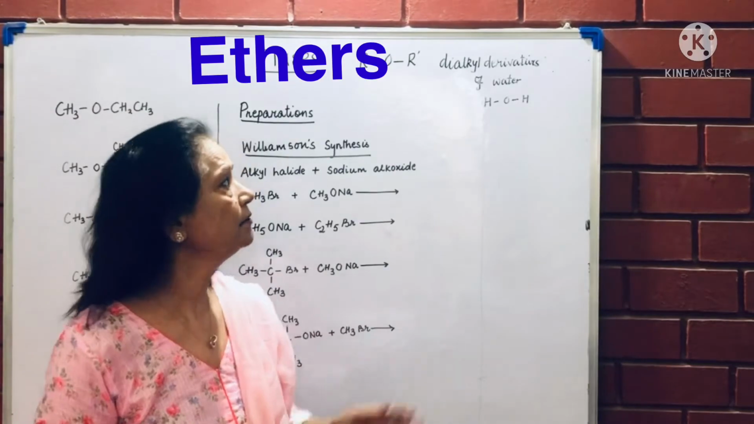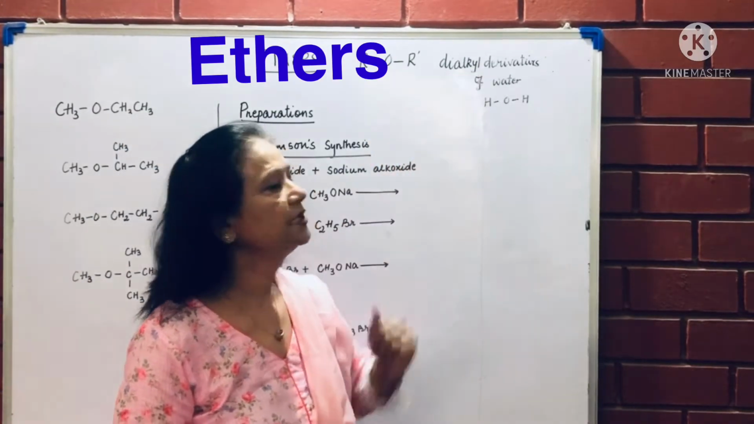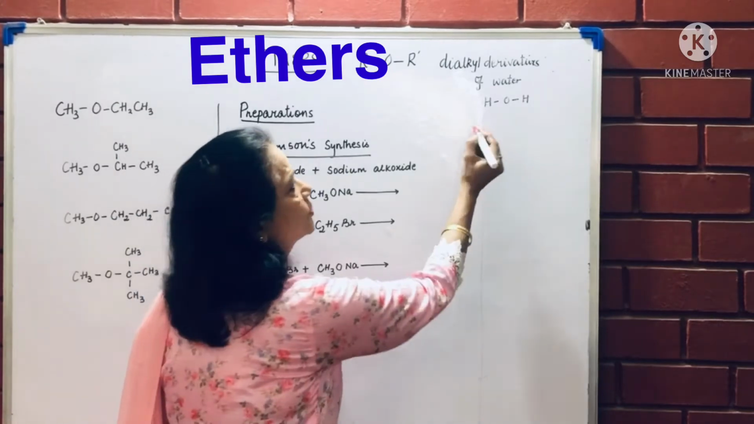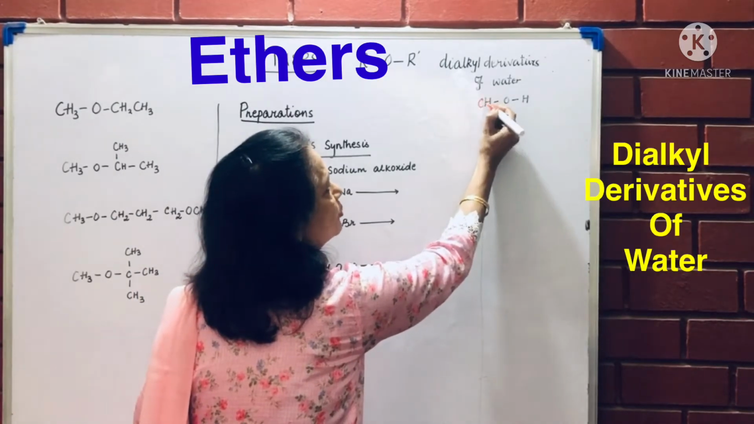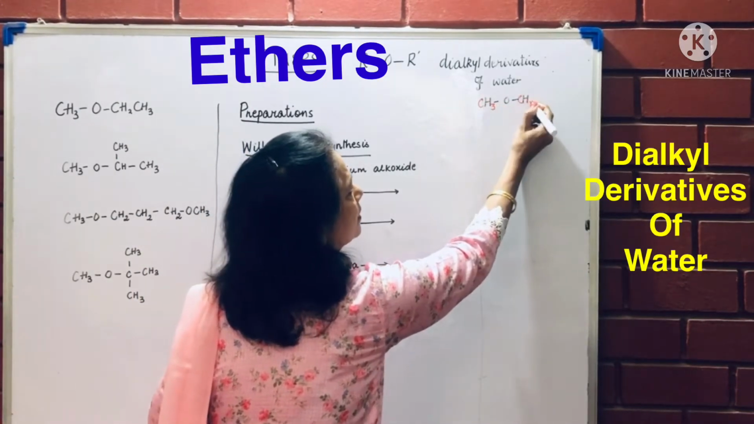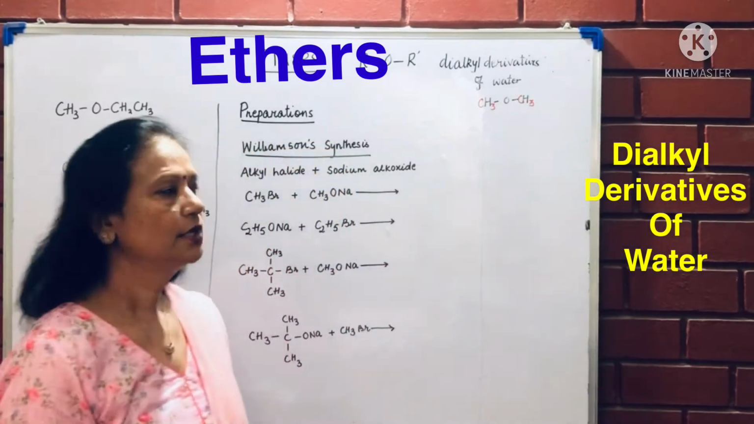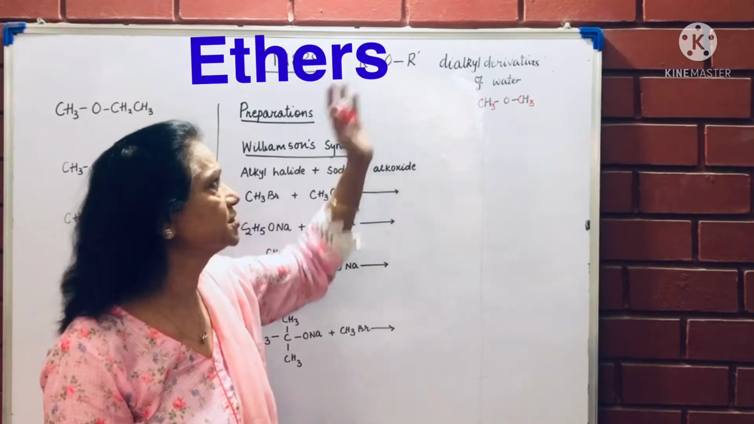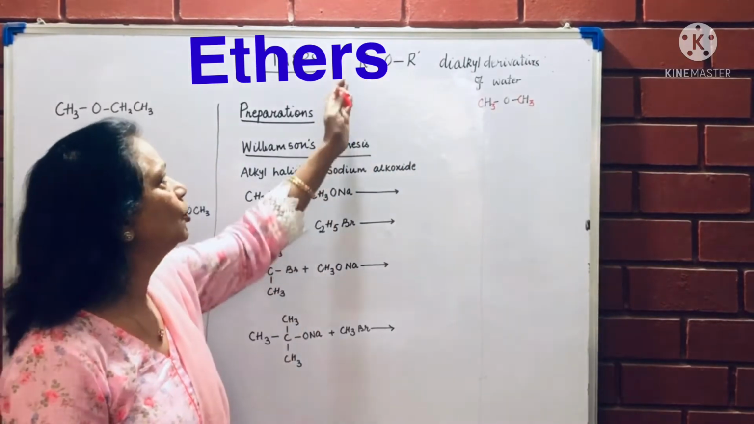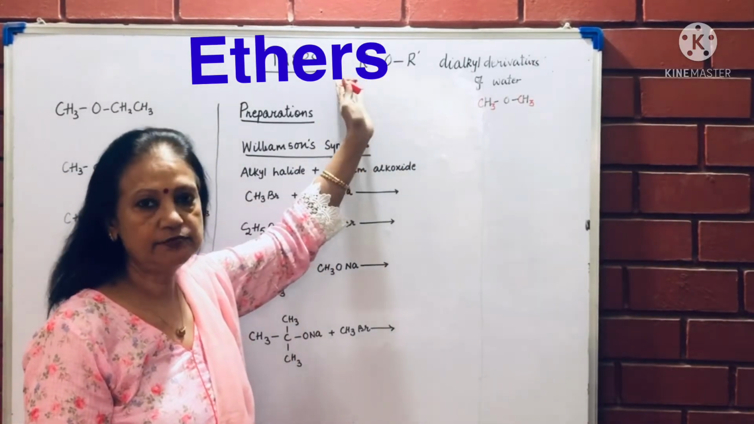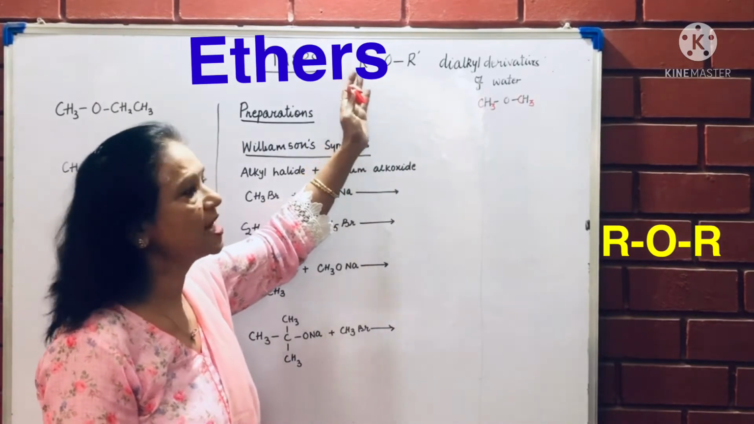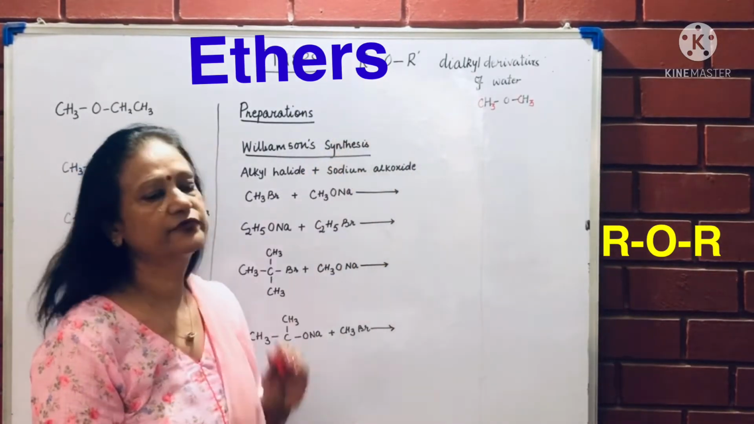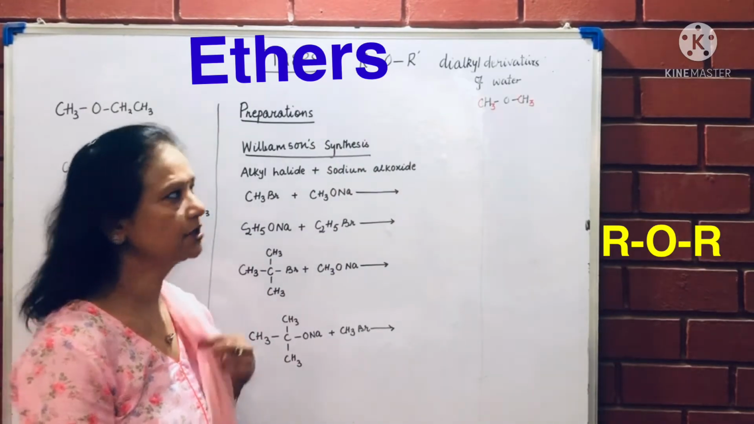So ethers are dialkyl derivatives of water. Water has HOH. So if I remove hydrogen and put an alkyl group here, it becomes an ether. So ethers contain alkyl groups on both the sides and an oxygen atom in the middle. Both the alkyl groups can be the same, or they can be different. If they are the same, we'll say they are symmetrical ethers. If they are different, we'll say they are unsymmetrical ethers.